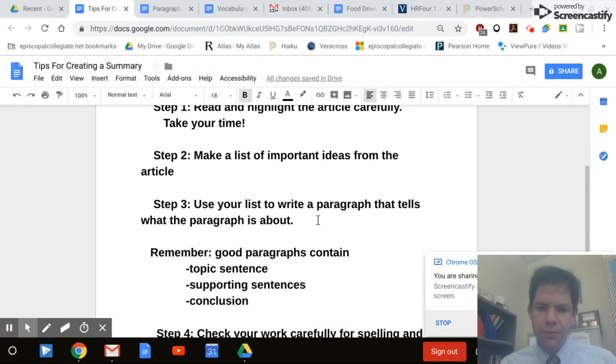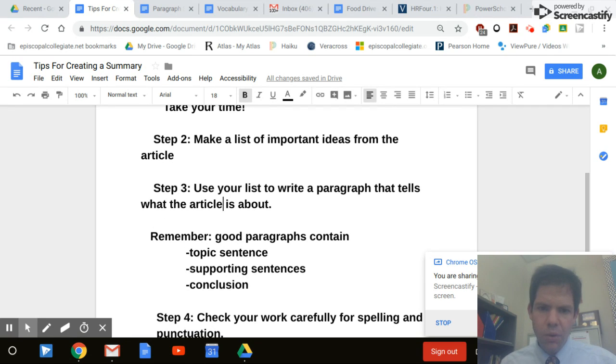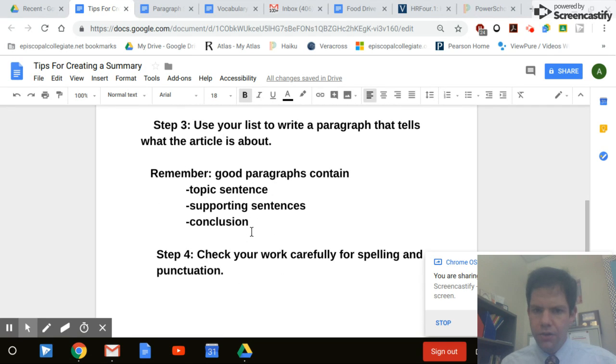Following along to step three, once you've made your list, then I want you to use that list to write a paragraph that tells what your article is all about. And Mr. Daniel made a little bit of a typo here, it should say what the article is about, not the paragraph, okay? And remember, good paragraphs contain a topic sentence, supporting sentences, and of course a conclusion, okay? So we're going to keep using that format that we've worked on both in language arts and in social studies.